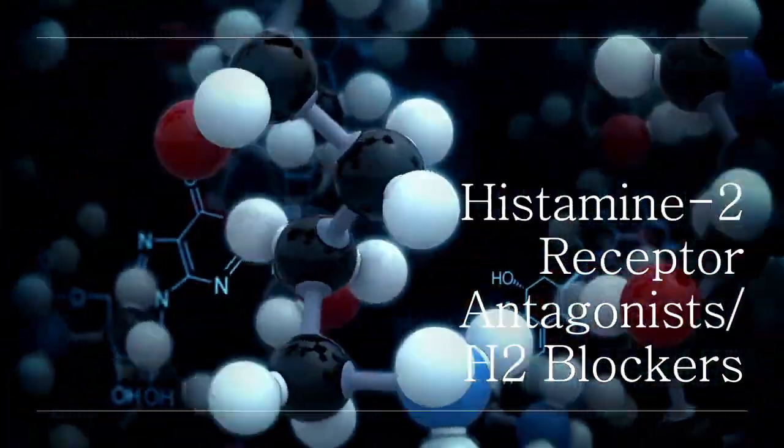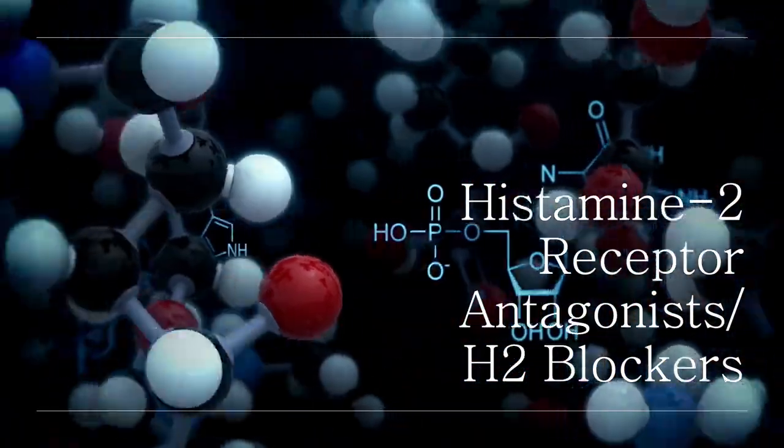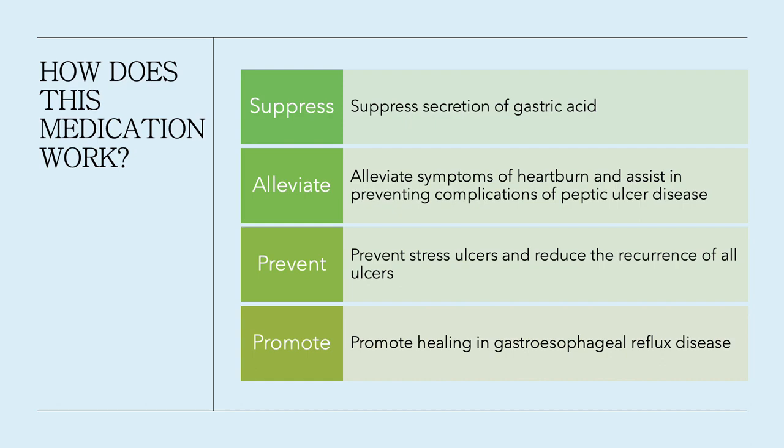Class is histamine 2 receptor antagonist, also known as H2 blockers. So how does this medication work? First, it suppresses your secretion of gastric acid. So guess what? It decreases the amount of gastric acid that is produced in the stomach. It alleviates symptoms of heartburn and assists in preventing complications for peptic ulcer disease. It prevents stress ulcers and reduces the reoccurrence of ulcers. And it promotes healing in patients with GERD.